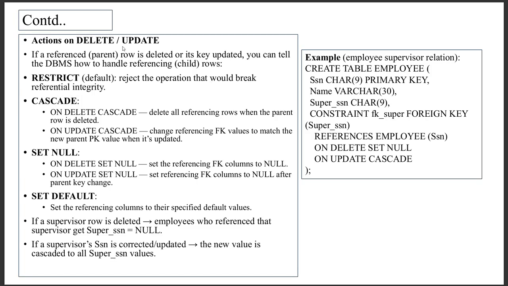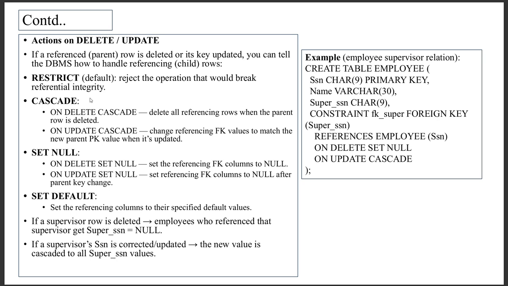Now, actions on delete or update. If a referenced parent row is deleted or its key updated, you can tell the DBMS how to handle the child rows. Means if you are doing any modifications in the parent table, then how the child is handled, we can let the DBMS know. Now, reject the operation that would break the referential integrity.